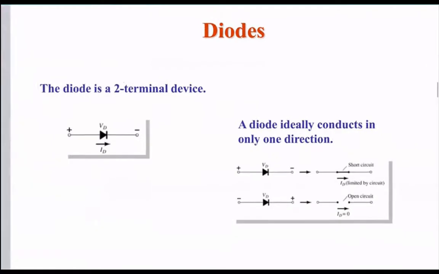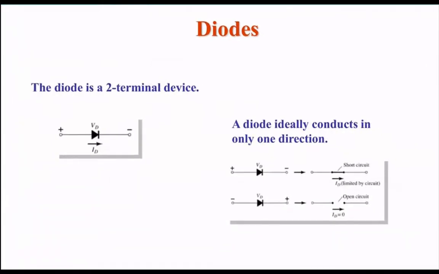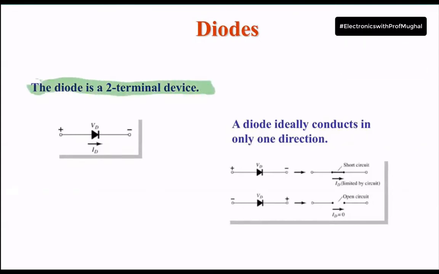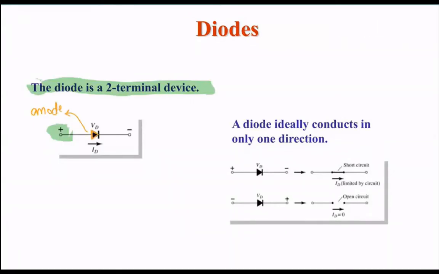So let's move on to diodes now. What are diodes? Diodes are two terminal devices, okay? It's got two terminals. One is the positive terminal over here that you see, also referred to as the anode, okay? This triangle looking thing is the positive, and this vertical line right here is the negative terminal of the diode, okay?